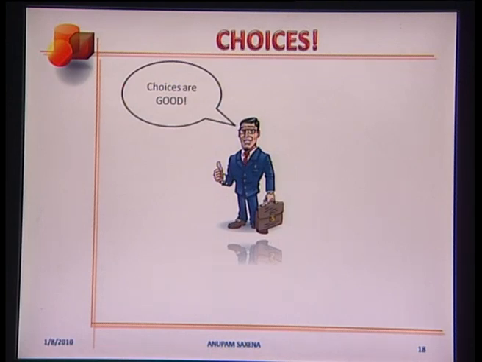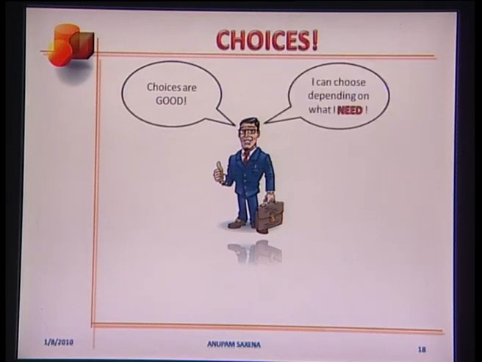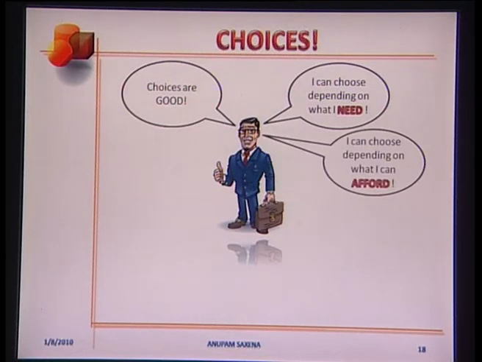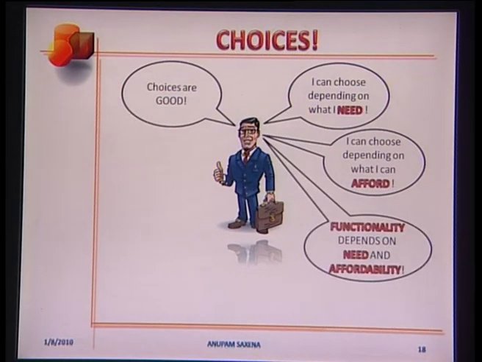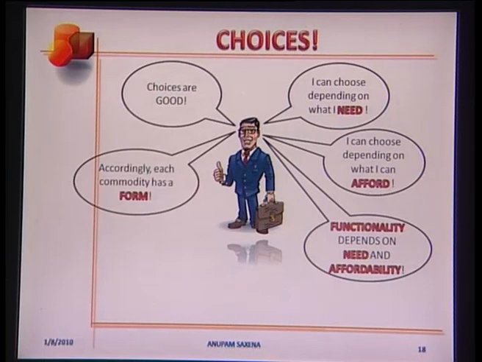A person can choose a product depending on what he needs. Here, need is a keyword. One can choose depending on what he can afford. Afford is the second keyword. Functionality, the third keyword, depends on both the need and affordability. Form, the fourth keyword, is the final design of the product, which depends on its functionality.